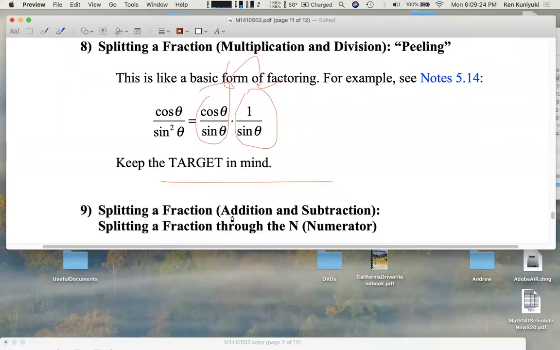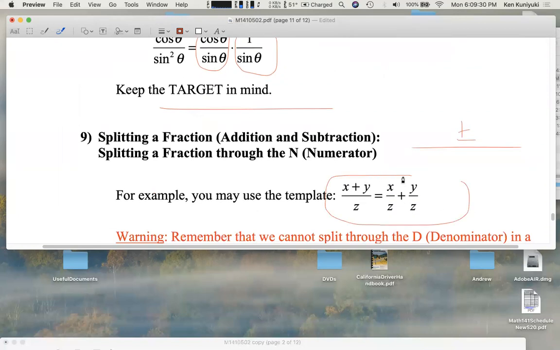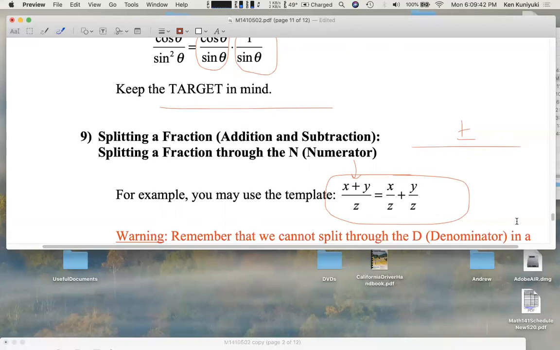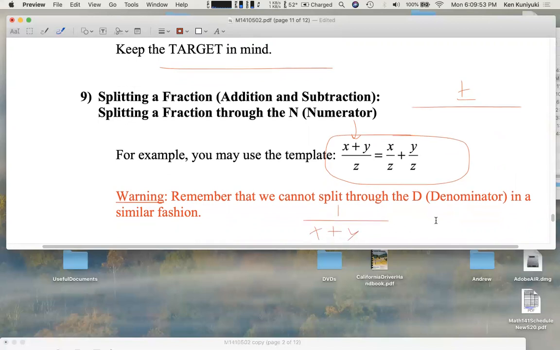You can also split a fraction through the numerator if you have addition or subtraction. For example, remember this kind of rule. You can break a fraction through the primary plus and or minus signs in the numerator. That could help. So if your target has more than one term, that's a strategy you might want to apply. Keep the target in mind. Remember, though, that we do not split through the denominator. For example, if you see something of the form 1 over x plus y, I would not recommend a splitting strategy.